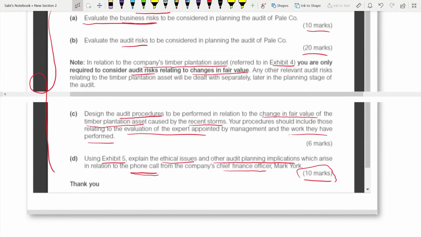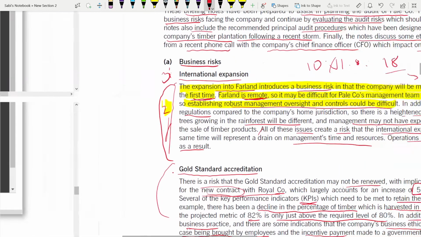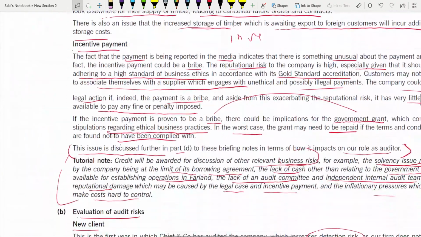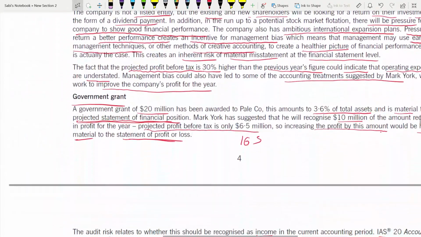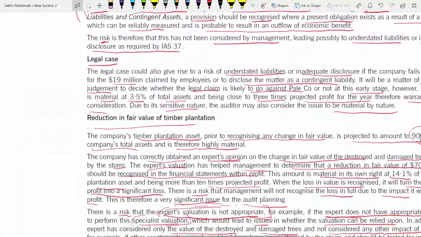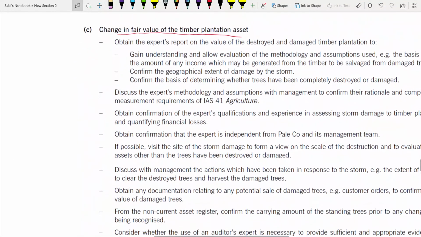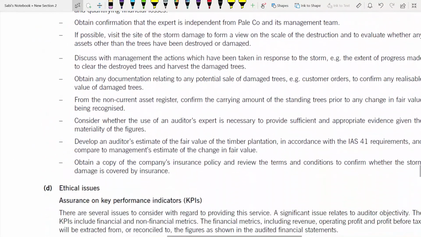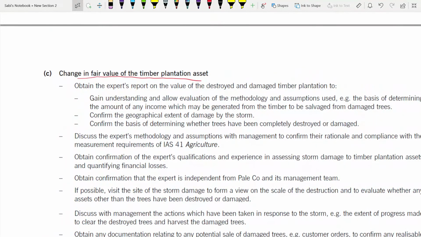Design the audit procedures for the changes in fair value caused by recent storms. Next, it should also relate to the evaluation of the expert appointed by the management and the work they have performed. That means you have to evaluate the expert also, and your answer should include that. Total only you will get 6 marks. You will not get additional marks for including it. Together you will be getting 6 marks. They are giving the answers in bullet points like this, if you see. Let us see. So, obtain the expert's report. Obtain, because these are audit procedures.